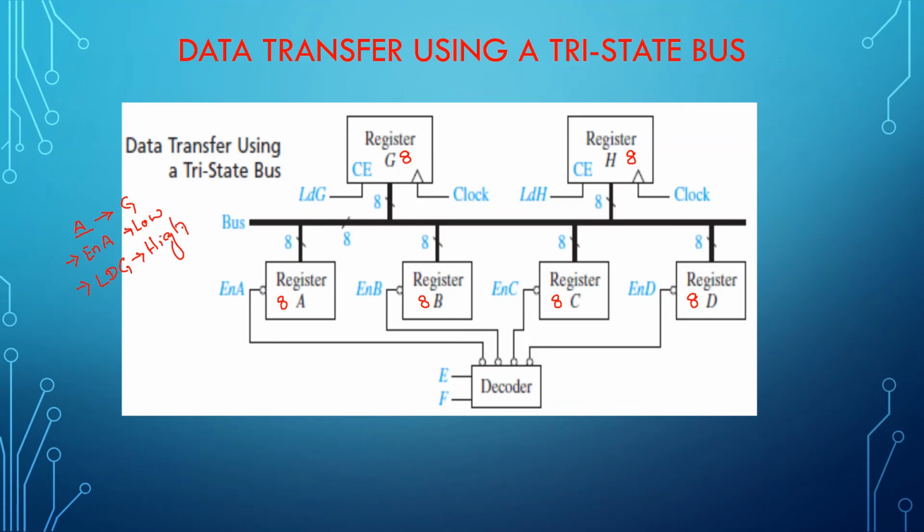If you make this load G signal high, the data from register A will be going to register G. Is it okay? Suppose you want the data from register A to move on to register H, what do I need to do? I need to make LDH high. So data from this register will go to register H.